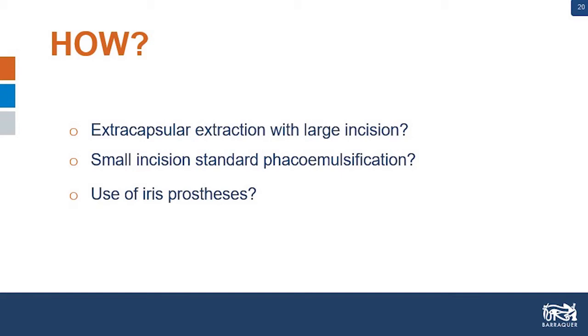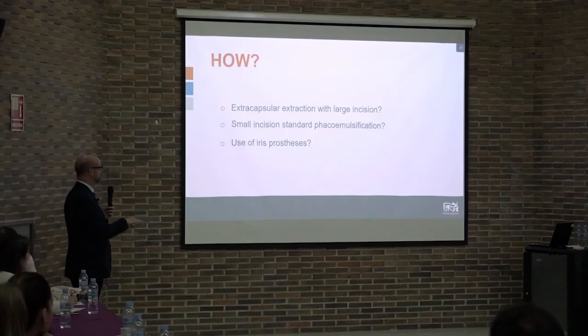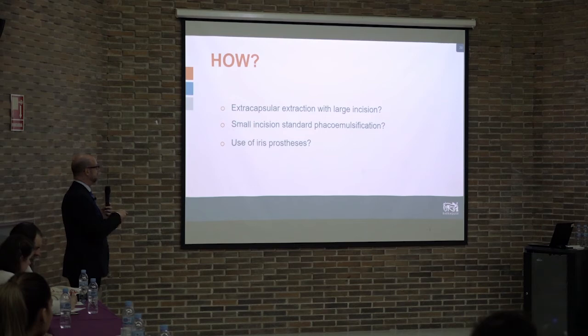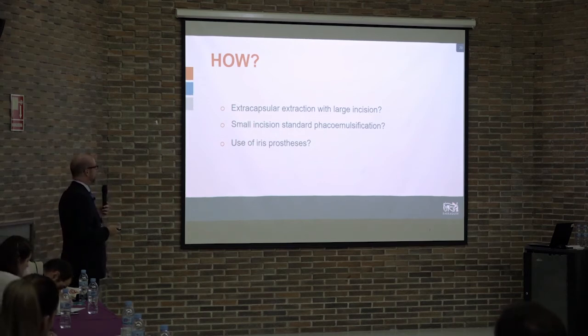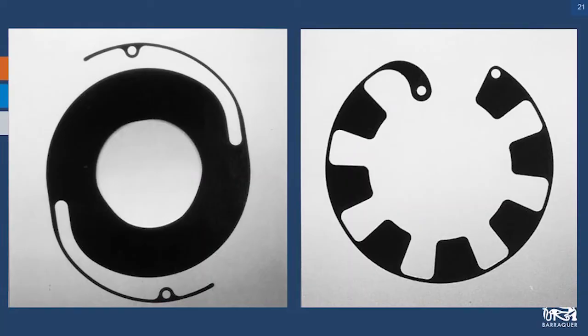If we are going to implant a diaphragm lens like the Morcher lens, which is now not available, when we did it we had to do an extracapsular extraction and a large incision to implant the lens. Does this large incision affect the limbal deficiency? Probably. In my opinion, if we can, we have to use the small incision standard phacoemulsification. And we have to avoid the use of iris prosthesis in this kind of patient, specifically in aniridia. These are old lenses, because they are not on the market anymore because of the problems they caused.